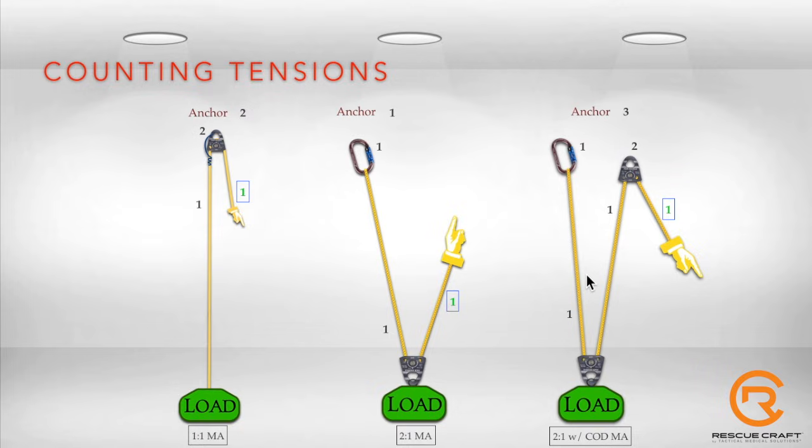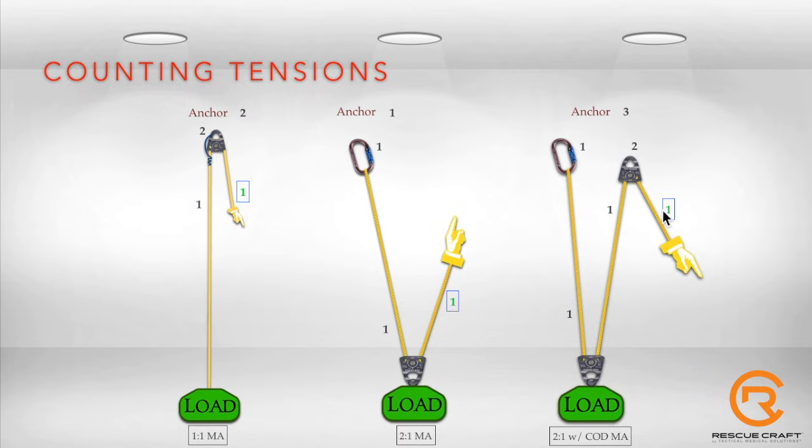Now, this basically looks very similar to this next one, except we come back up to the anchor and do a change of direction. So this is actually going to be a 2 to 1 with a change of direction. This adds a little bit of confusion on people when they're first learning mechanical advantages, because they start going, oh wow, we just added this, so is it a 3 to 1? What is it? So you'll see it's actually the same thing.